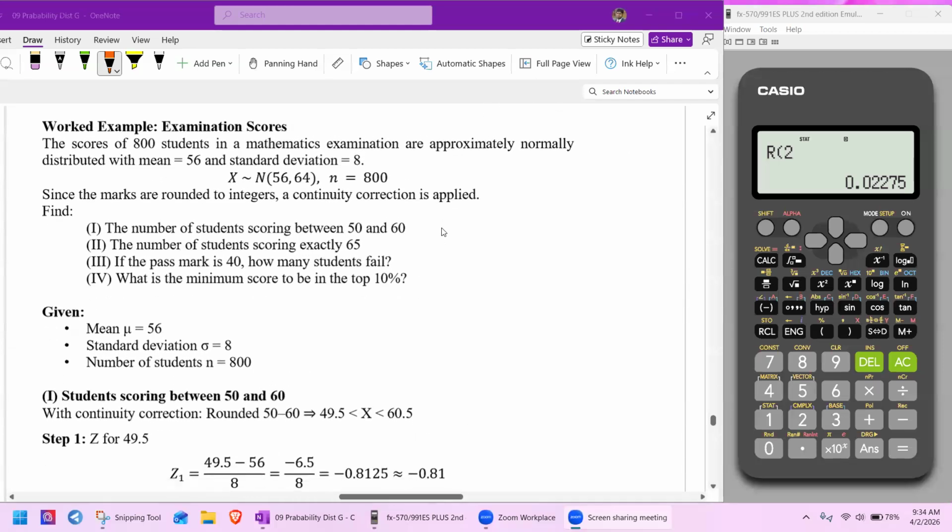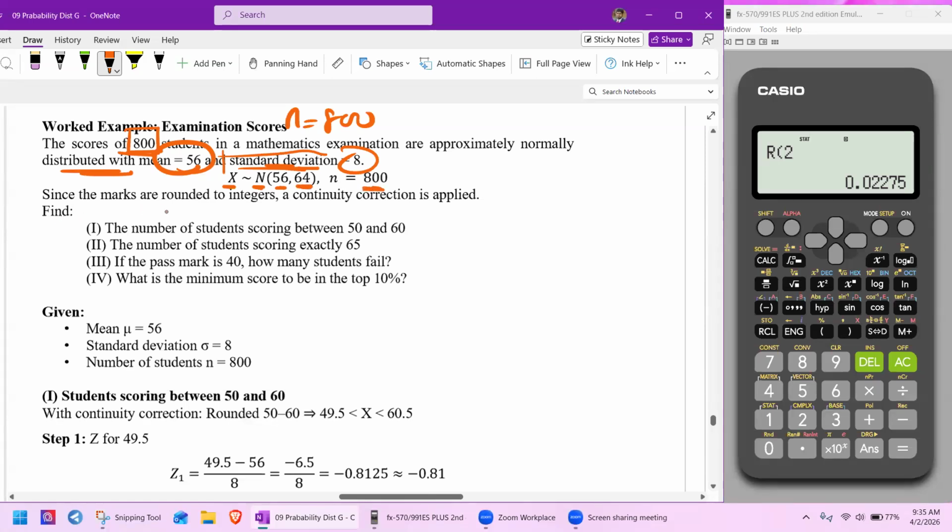Here, examination score. The scores of 800 students, N equals 800, in a mathematics examination are approximately normally distributed with mean 56 and standard deviation 8. We have to be very careful: is it standard deviation or variance? Now we can write it. X is the marks, which approaches a normal distribution with mean 56 and standard deviation 8, so variance 64, N 800.